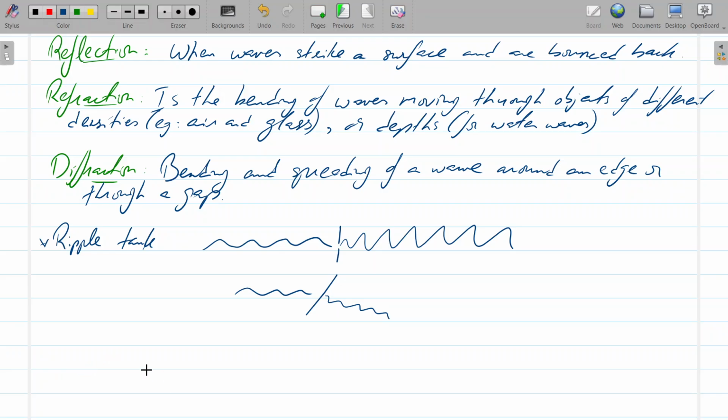Now, if that concept is clear, at least we can move on to the next chapter, which is about light. Do you have any questions about the general understanding of these phenomena? No. Okay. So what we're going to do now is go to topic 3.2 and chapter 3.2.1, which is reflection of light.